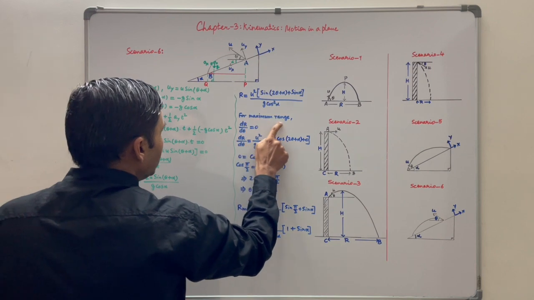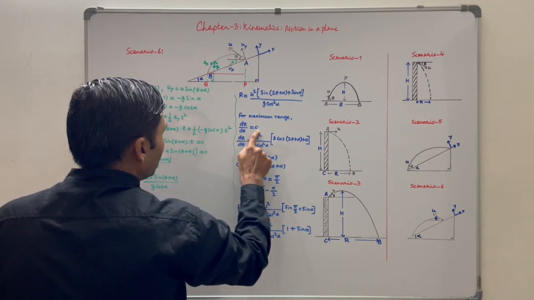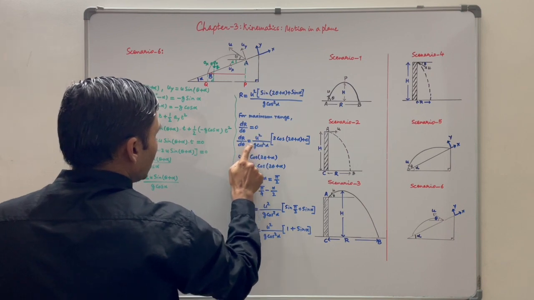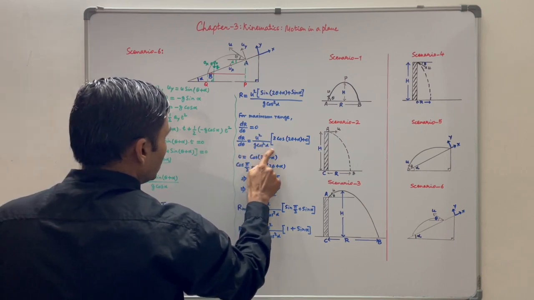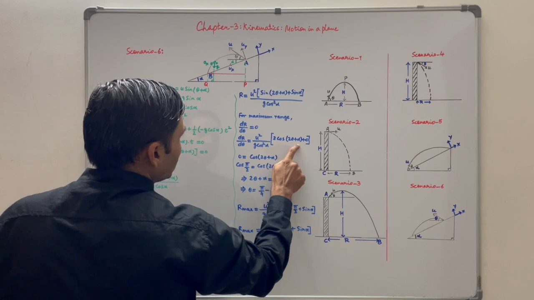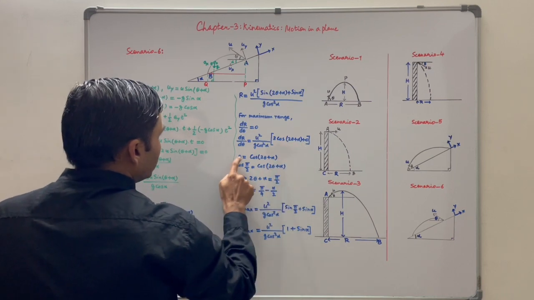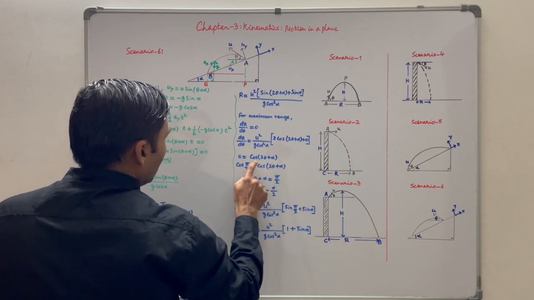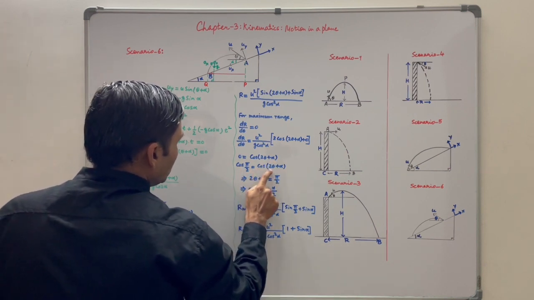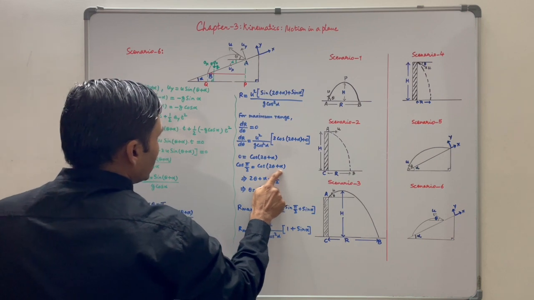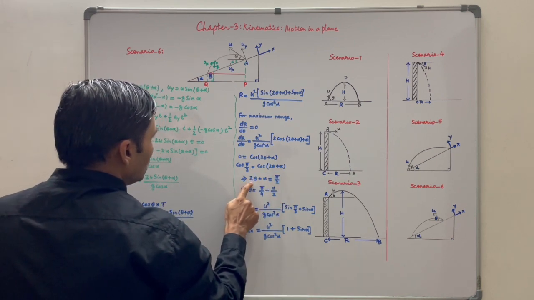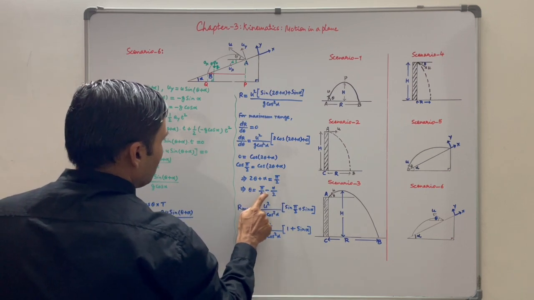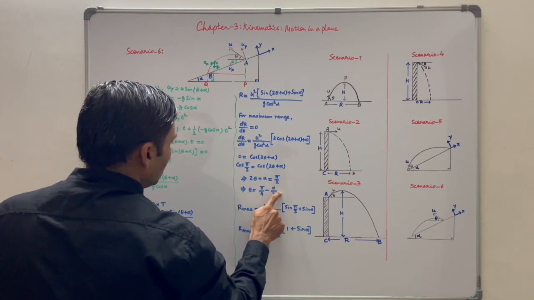For maximum range, dR upon d theta is equal to 0. So dR upon d theta is equal to u square upon g cos square alpha into 2 cos(2 theta plus alpha) plus 0, or 0 is equal to cos(2 theta plus alpha), or cos 90 is equal to cos(2 theta plus alpha). So condition for maximum range is 2 theta plus alpha is equal to pi by 2, or theta is equal to pi by 4 minus alpha by 2.